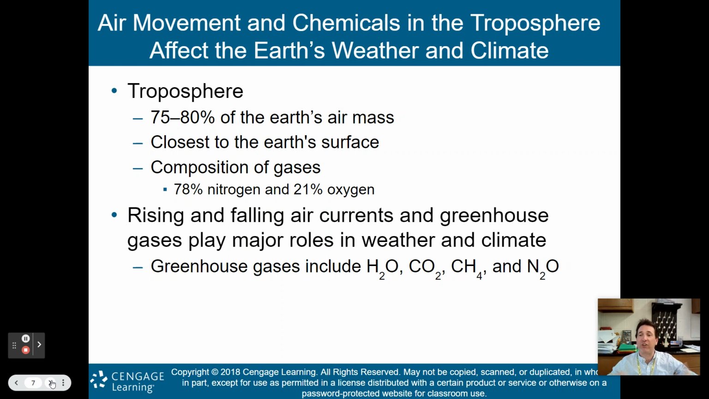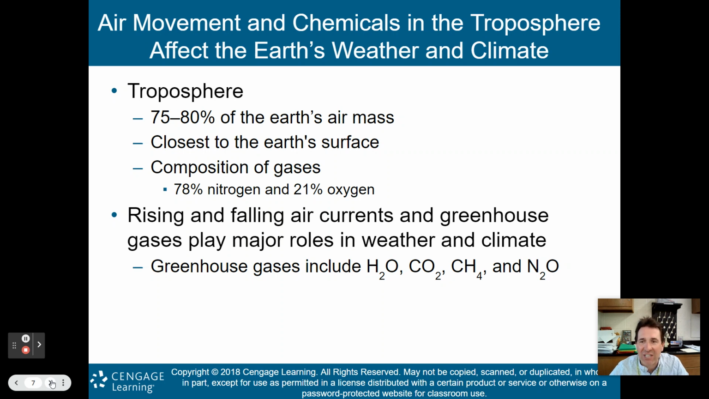down here near the surface, the one that we interact with, and 75 to 80% of Earth's air mass is in the troposphere, because we have the most air down here as that air pressure is pushing down on us. Again, it's closest to the surface. Its composition of gases is pretty much 78% nitrogen, 21% oxygen, and then the rest, a little bit of a bunch of all these other gases in the atmosphere. But again, the main gases are nitrogen and oxygen.